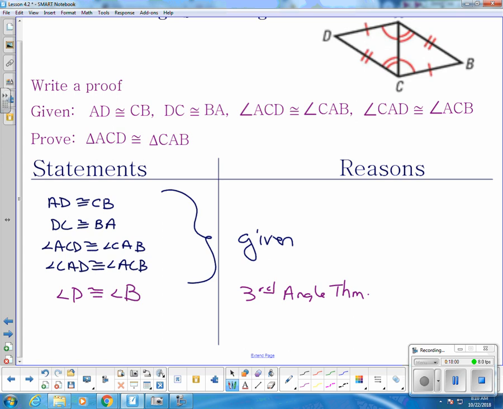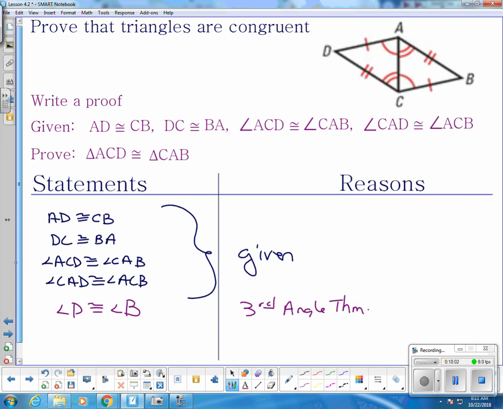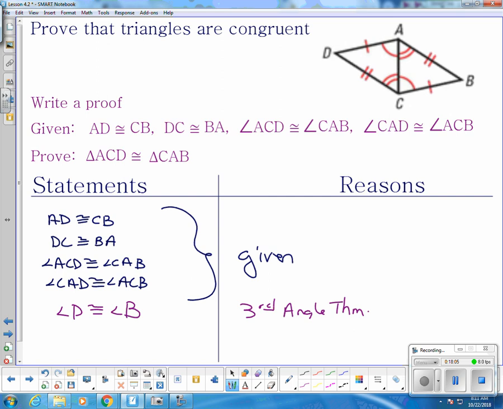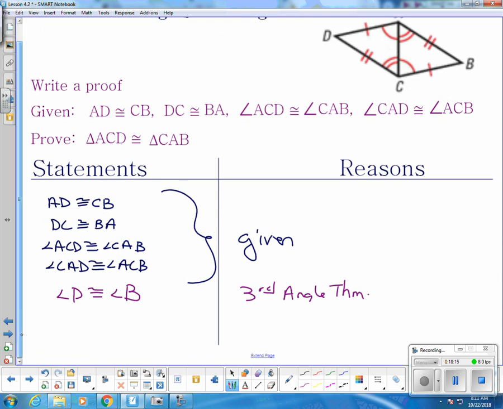I have side AD is congruent to CB. Side BA is congruent to DC. The only side I have missing is that AC side, right? How can I say AC is congruent to AC? Think back to chapter 1. I am saying that AC is congruent to itself. What property is that? Reflexive property. When you say something is congruent to itself, it's a reflexive property.